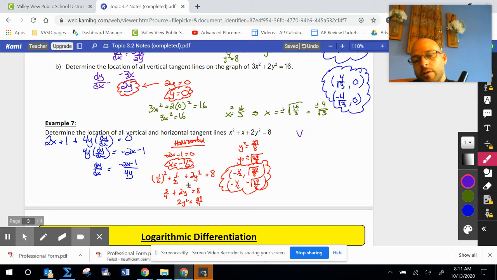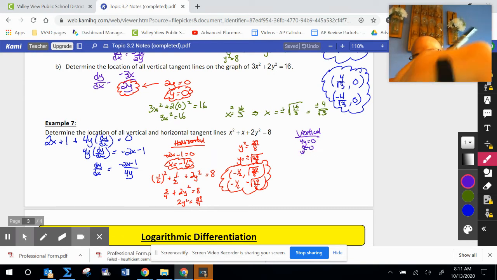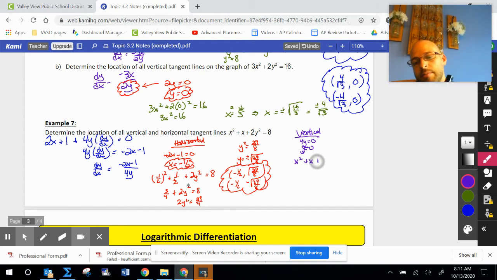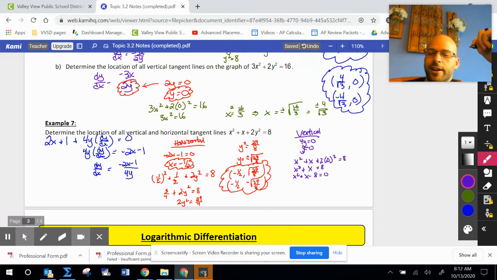So for vertical, I have 4y equals 0, y is equal to 0. So if I plug that into my equation, I have x squared plus x plus 2 times 0 squared equals 8. Or x squared plus x equals 8. Now it's a quadratic. Let's get it all to one side.